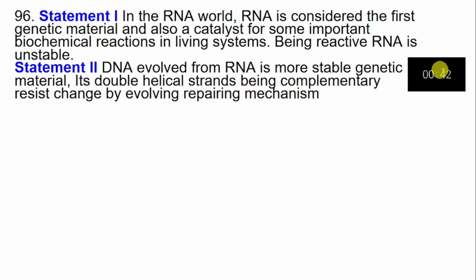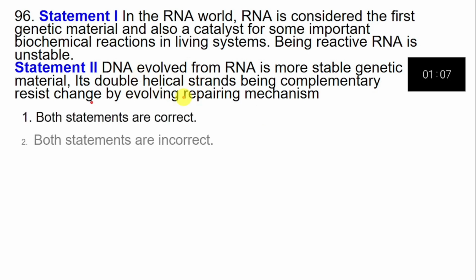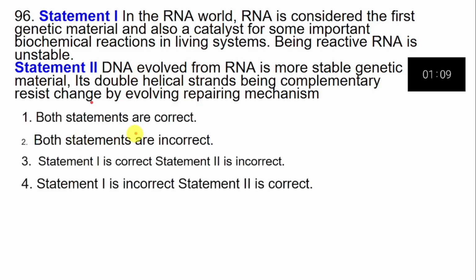We are exceeding the 40-second time, but don't worry, this is a big statement. You have to read it carefully. Statement 2 says DNA evolved from RNA is more stable genetic material. Correct. Its double helical strands being complementary resist change by evolving repairing mechanisms. Correct. Everything is correct in this statement. So both the statements are correct. The answer will be option number 1.